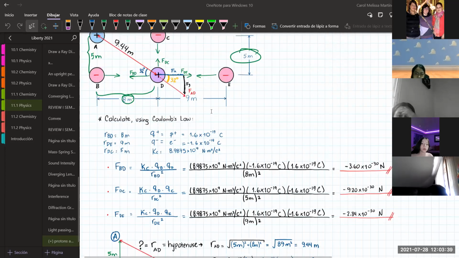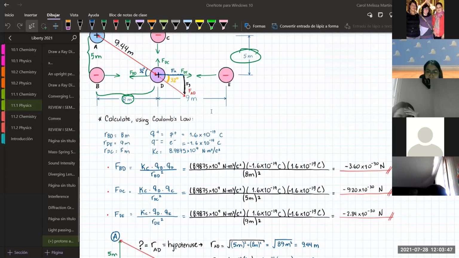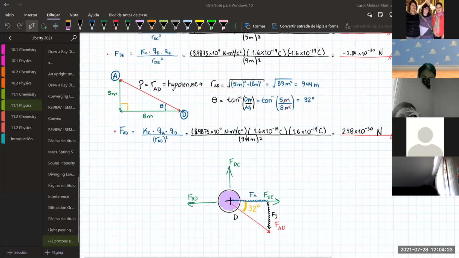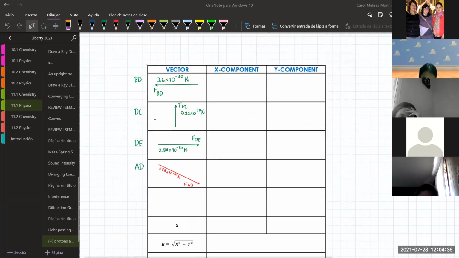So for BD, I know it's negative 3.6 times 10 to the negative 30. But here in the table of the vectors, I don't write the sign, I just write the number. So this is 3.6 times 10 to the negative 30 Newton. DC is negative 9.2 times 10 to the negative 30 Newton. DE is 2.84 times 10 to the negative 30 Newton. And AD, which is the last one that we got, is 2.58 times 10 to the negative 30 Newton. Okay, so I place all the values in all the vectors.